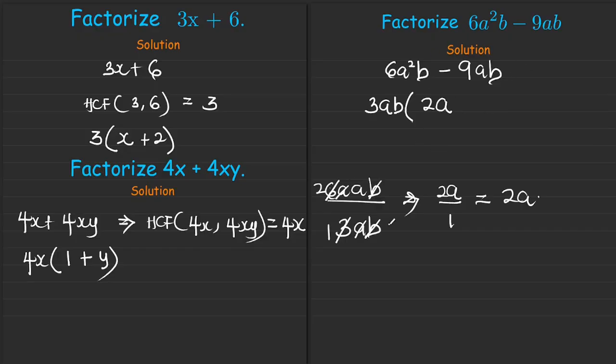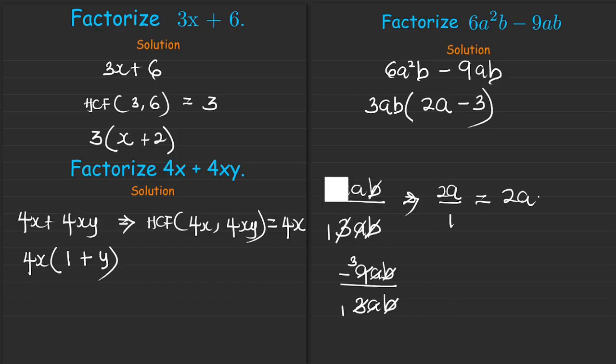Then we come to the next term, which is negative 9ab. So we are dividing it once again by the highest common factor we had over here, which was 3ab. So cancelling out, we have 3 dividing itself once and then dividing 9 3 times. This a cancels out to this a, and then this b cancels out to this b. So we are left with what? A negative 3. So we put that negative 3 here. And that is just it.